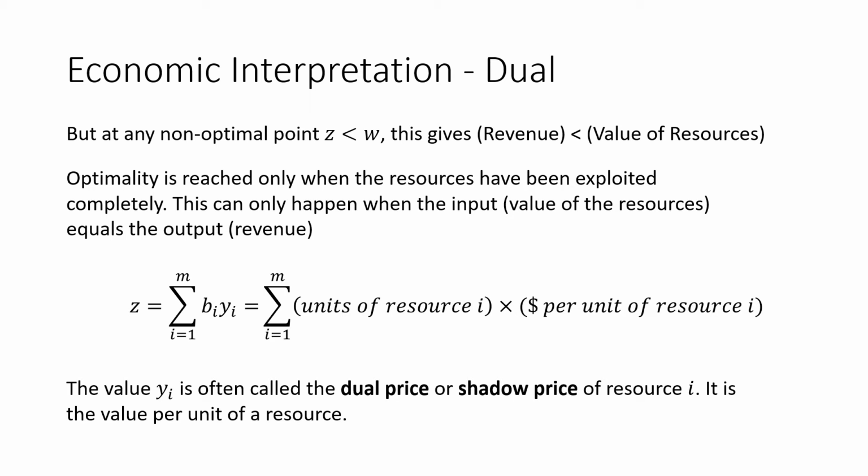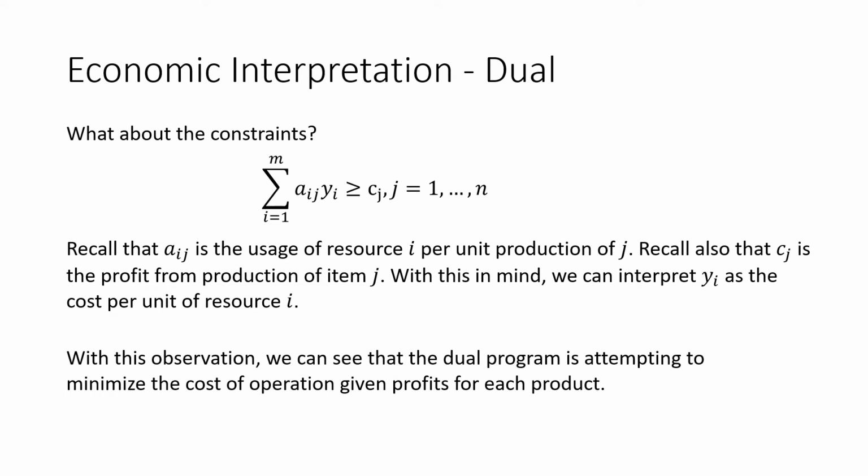And this is pretty much the same slide. So let's look at the constraints. Economic interpretation of the dual constraints. Now, recall that the a_ij is the usage per resource per unit production. Okay, so think about this. Every unit production has a usage rate. That's what the a_i's are. So that's our constraints.